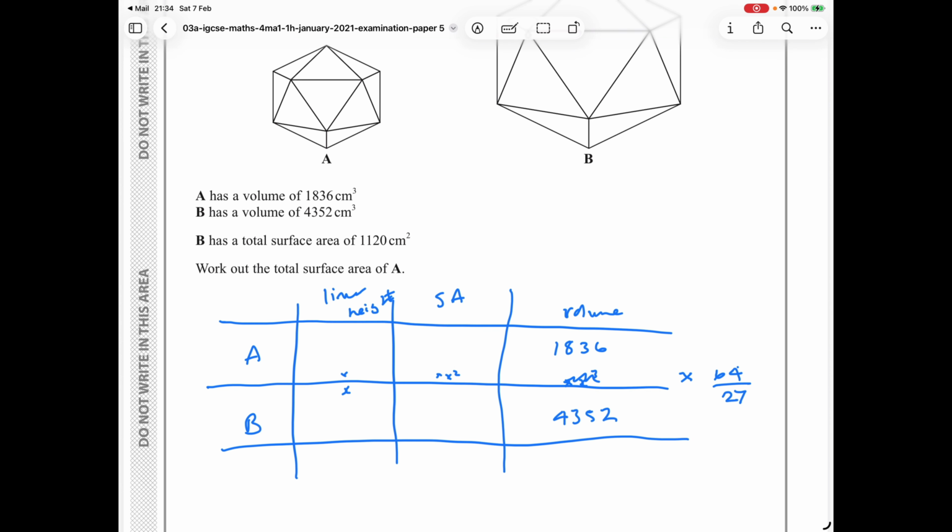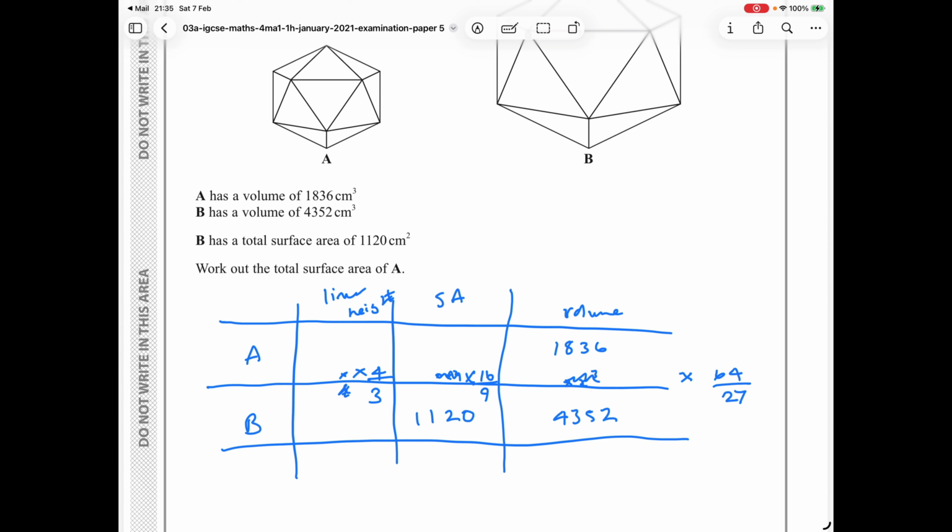You notice those numbers: 64 is x times x times x when x equals 4. So from a linear perspective, you times that by 4 over, and 27 is 3 times 3 times 3, it's 3 cubed. So in order to get a surface area, you're going to times by 16 over 9. Now B has a surface area of 1120. So in this case, rather than times by 16 over 9, we're going to divide by 16 over 9 to get down to the surface area of A.